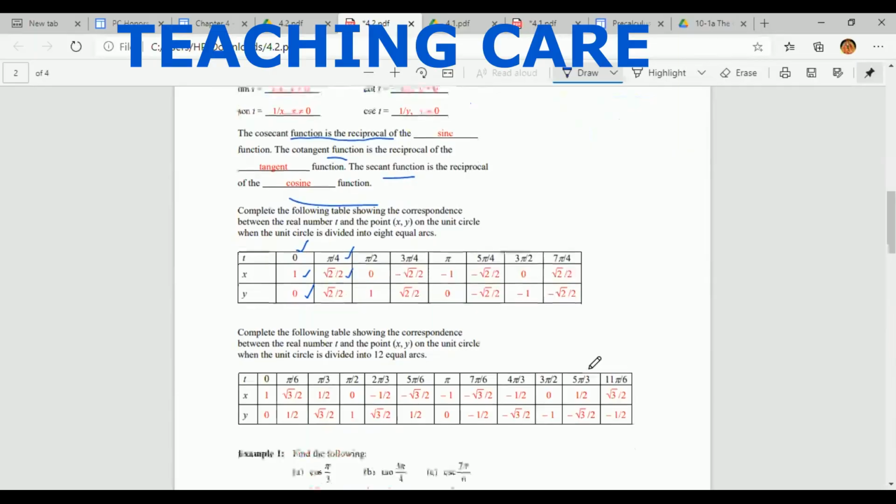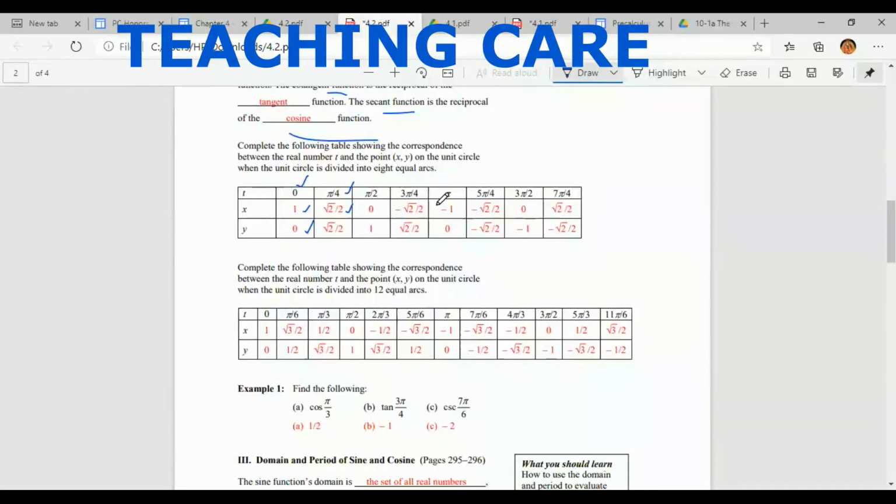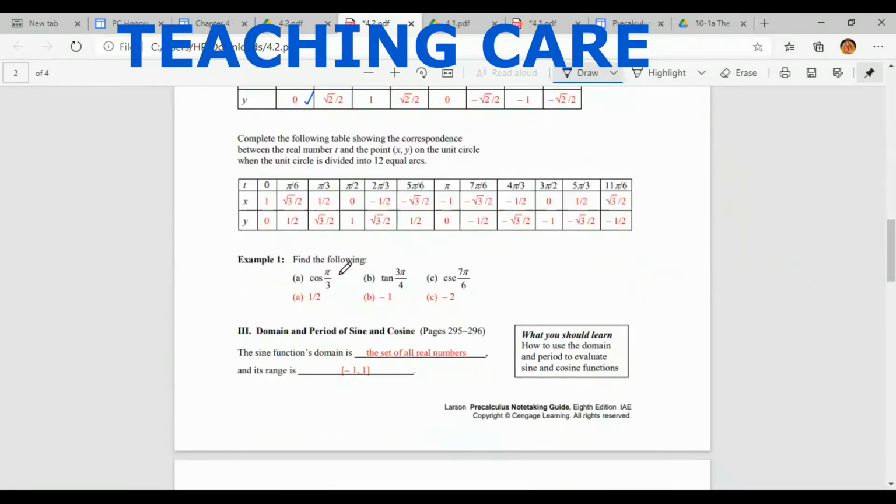Then you are going to have it for pi by 6, pi by 3, pi by 2, all the values they have shown here. George, you understand? This I showed in the unit circle. They are just showing it separately. Now, find the following.